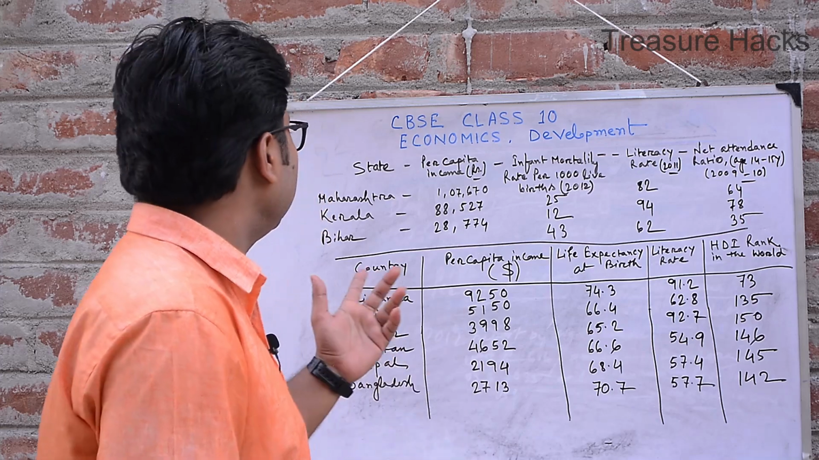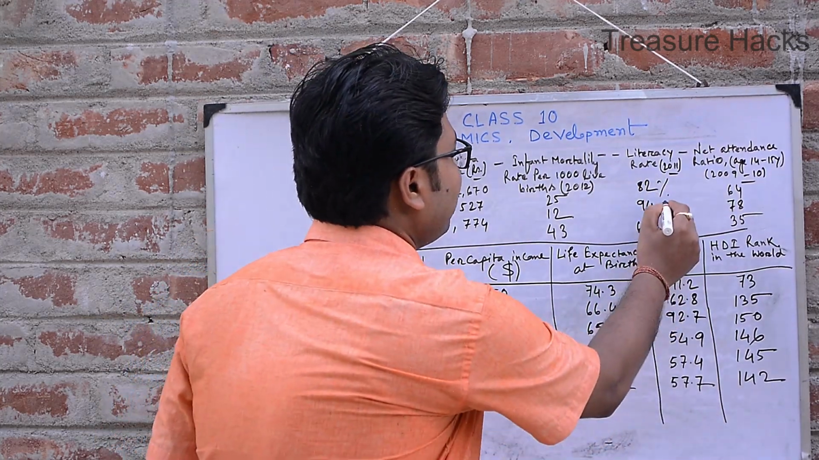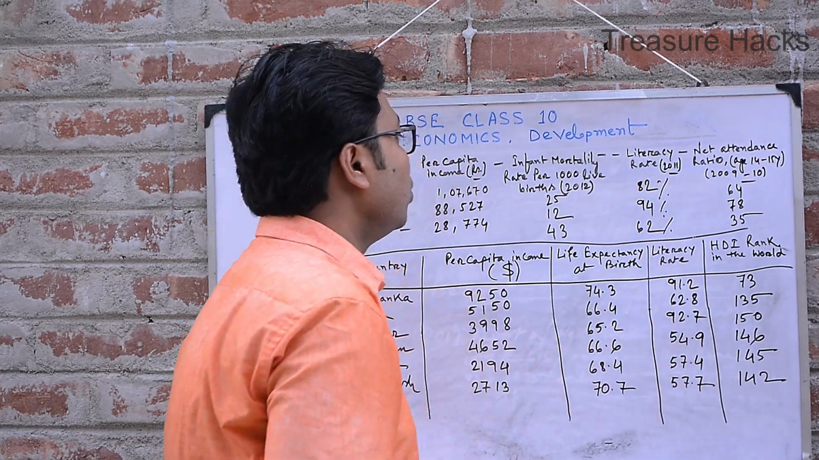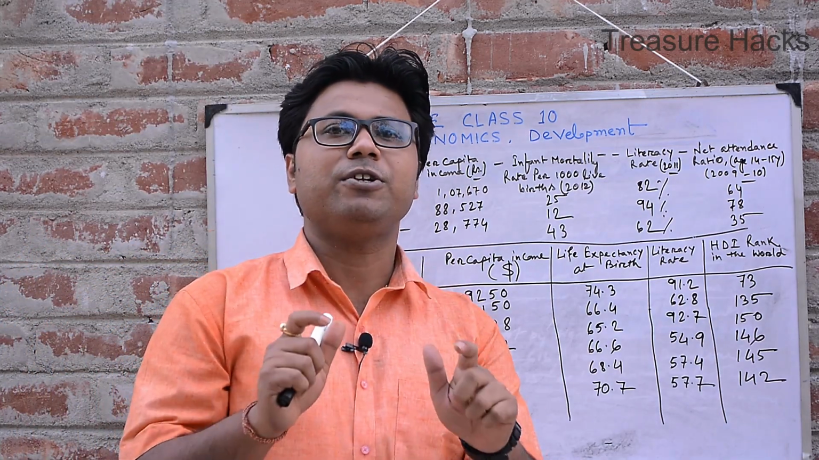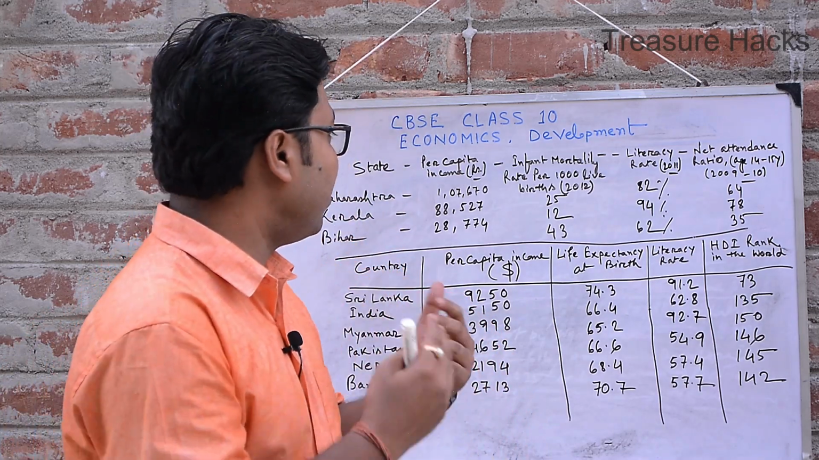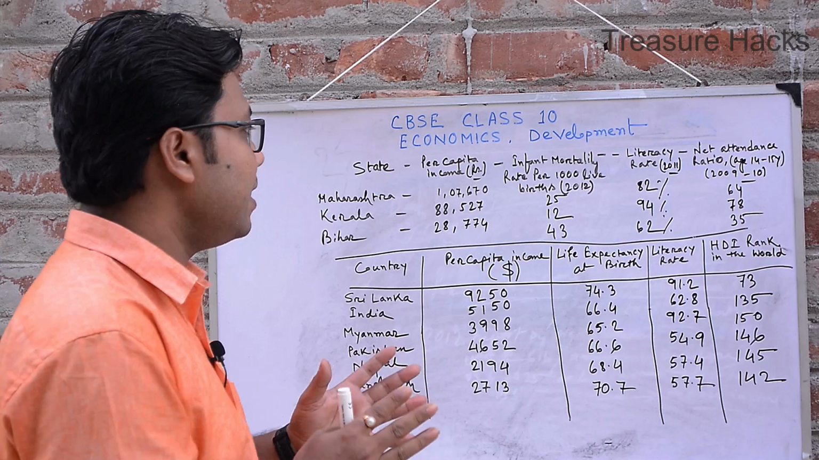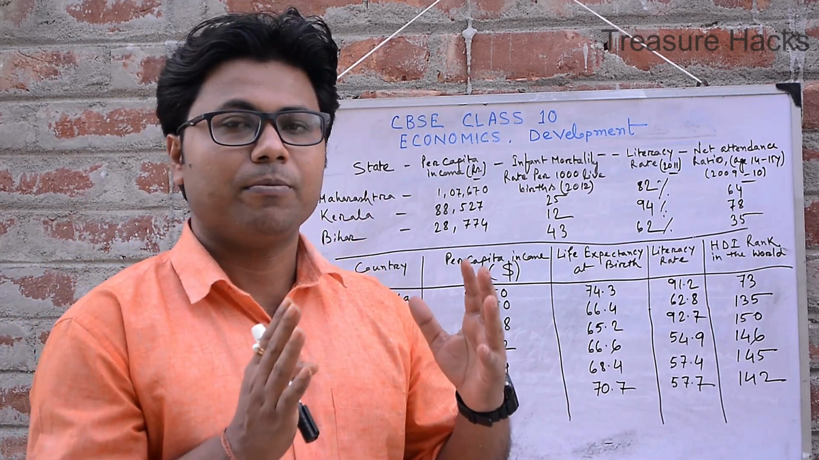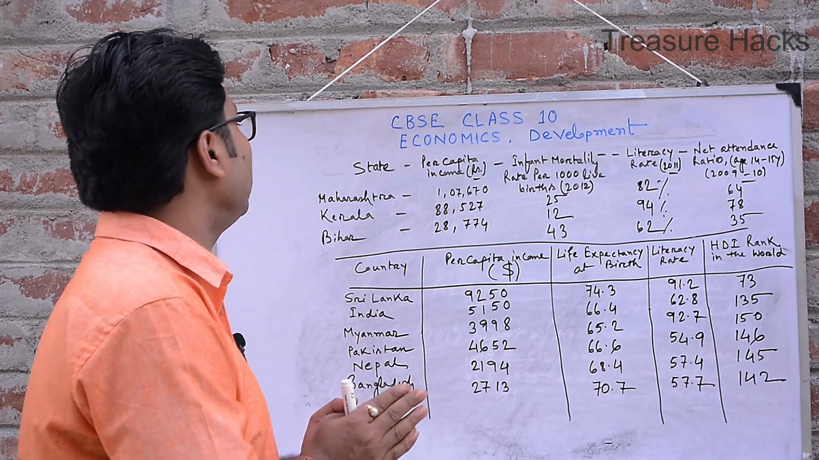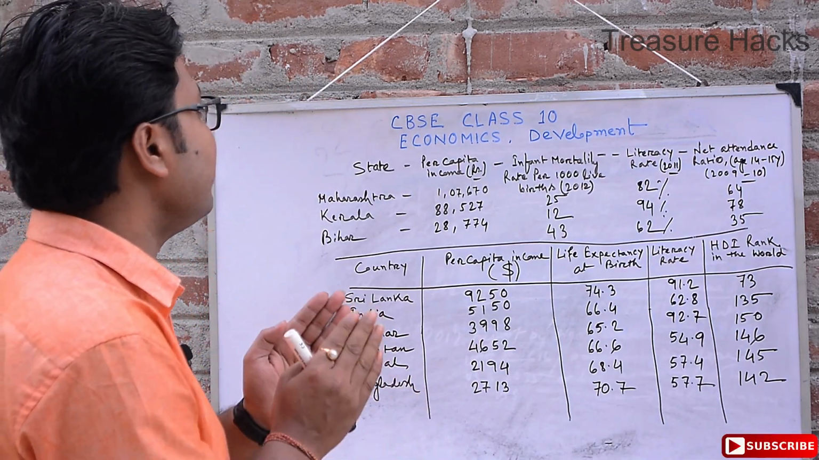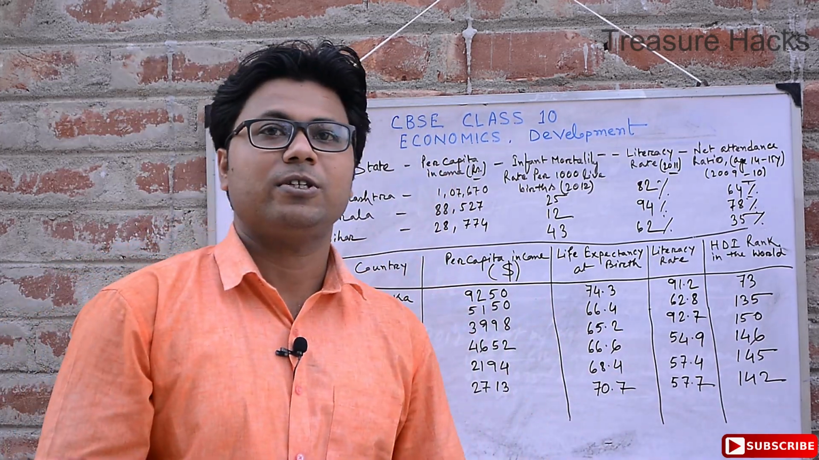And the literacy rate in Maharashtra is 82%, in Kerala it is 94%, and in Bihar it is 62%. So in terms of literacy rate, Kerala is once again above Maharashtra and Bihar. And the net attendance ratio, according to 2009-10 data, means the percentage of children in the age group of 14 to 15 who attend school. The net attendance ratio in Maharashtra is 64%, in Kerala it is 78%, and in Bihar it is only 35%. So which state would you consider developed?